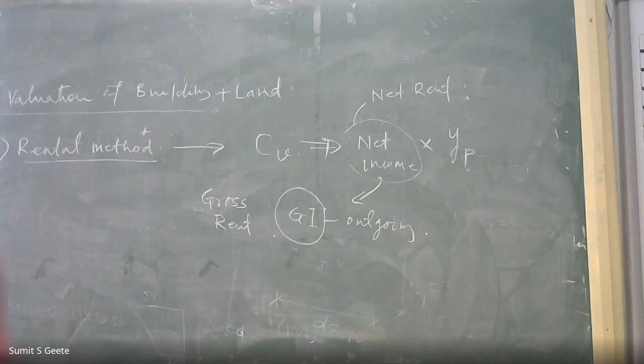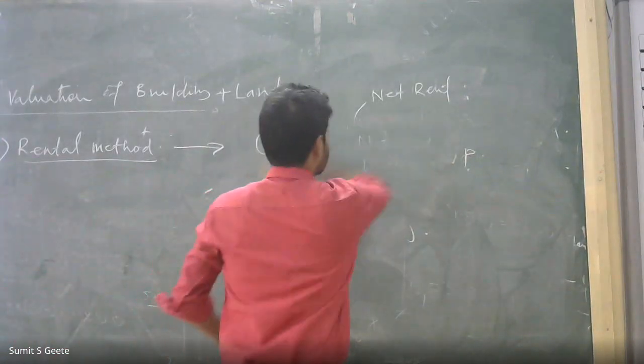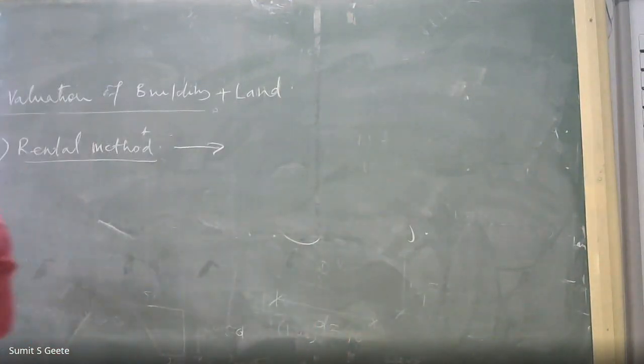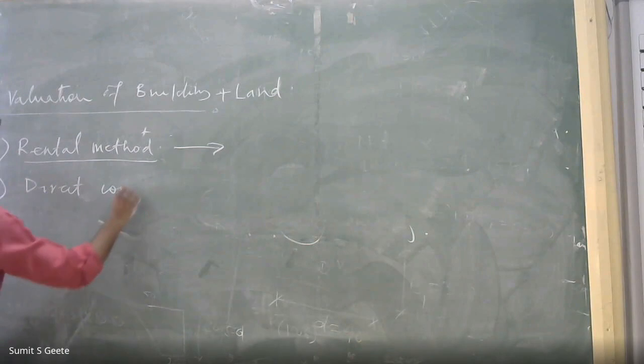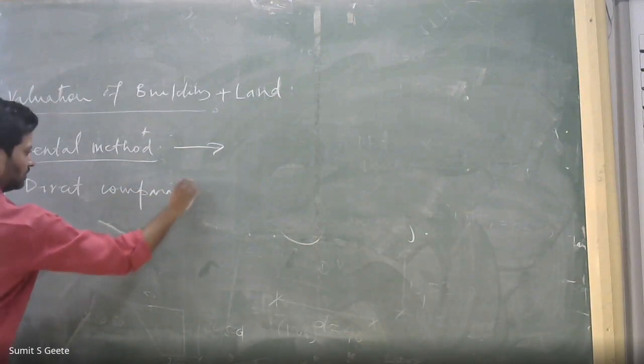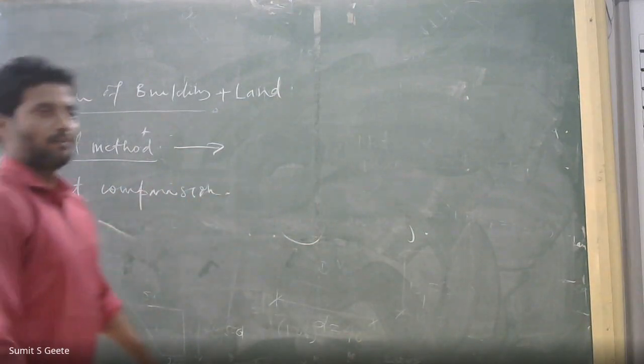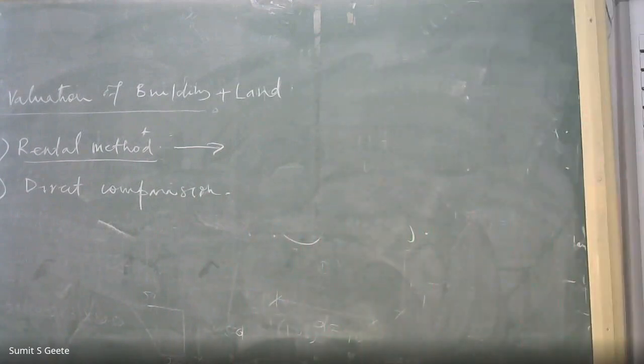Now the second method is, this is the first method. The second method is again very simple: direct comparison. Direct comparison. Obviously, जैसे आपने लैंड में कंसीडर किया था कि बाजू वाली लैंड 2000 रुपए पर स्क्वायर फीट के हिसाब से बेची गई, तो मेरा जो वैकेंट प्लॉट है इसका जो रेट अप्रोक्सीमेटली 2000 रुपीस प्लस माइनस रहेगा.